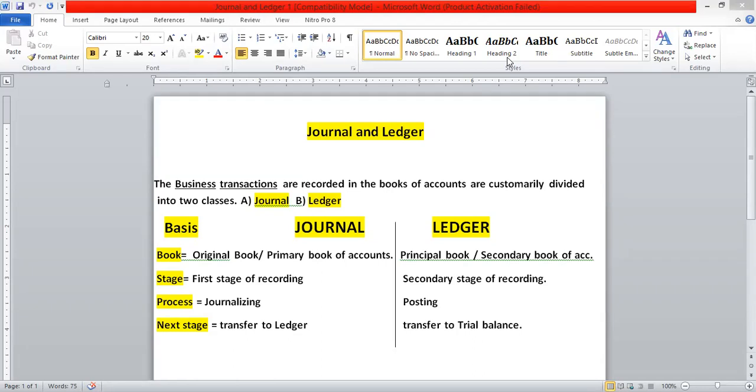So the first topic is general and ledger. Here it is written that business transactions recorded in the books of accounts are customarily divided into two classes. Customarily means generally divided into two classes. First is general, second is ledger.